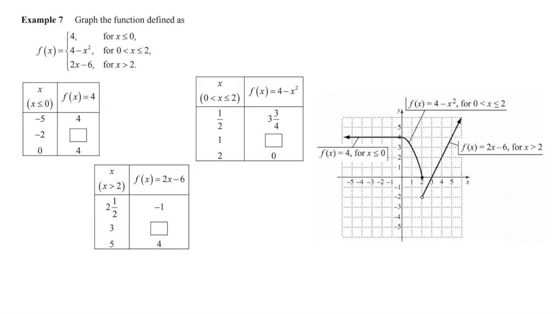We have 3 pieces to this next equation. We have 4 when x is less than or equal to 0. We have 4 minus x squared between 0 and 2. And then 2x minus 6 when x is greater than 2. Our first equation is a constant. In this particular one, we want to know what happens less than or equal to 0.